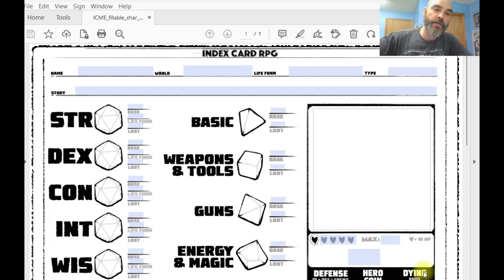This is a very brief tutorial on how to create an index card RPG Sojourner for your next game.